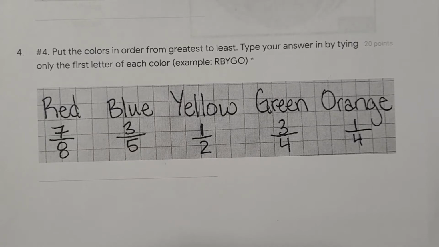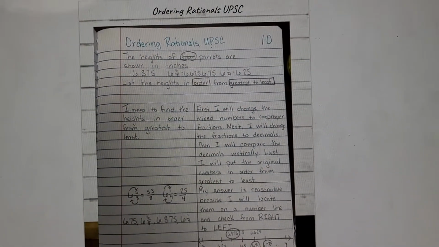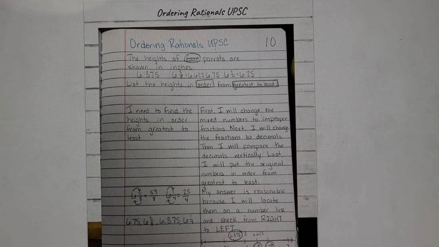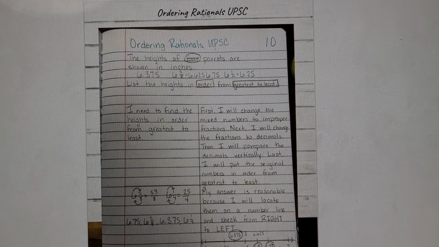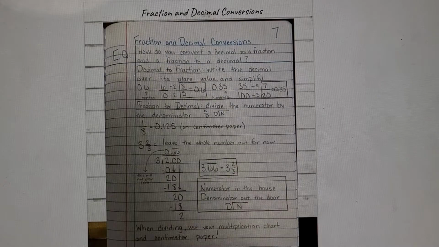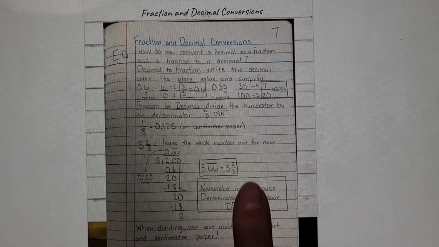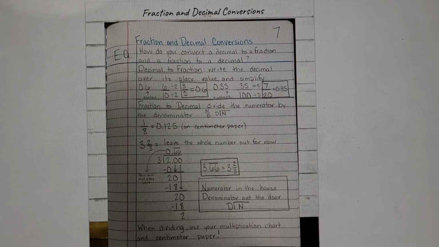To solve this problem, you should be using your notes, specifically page 10 for ordering rational numbers. And if you have forgotten or are uncomfortable with how to divide fractions to get decimals, check out page 7 to review fraction to decimal operations.